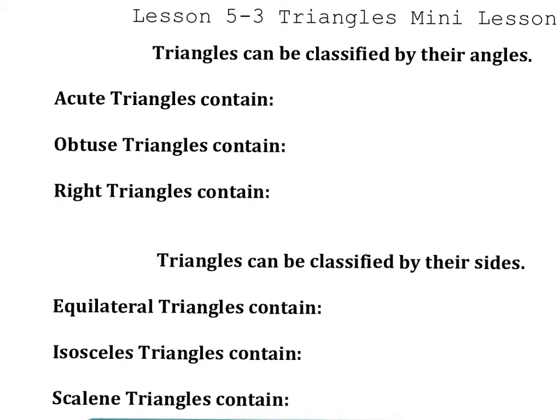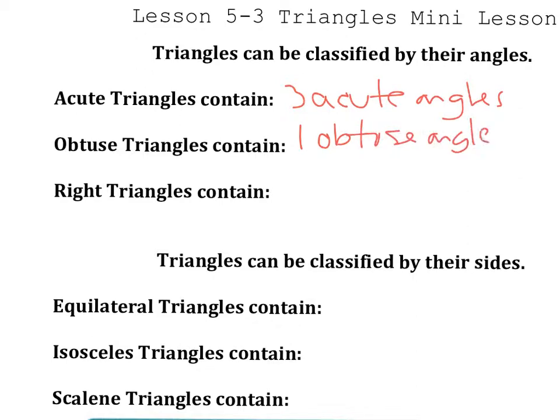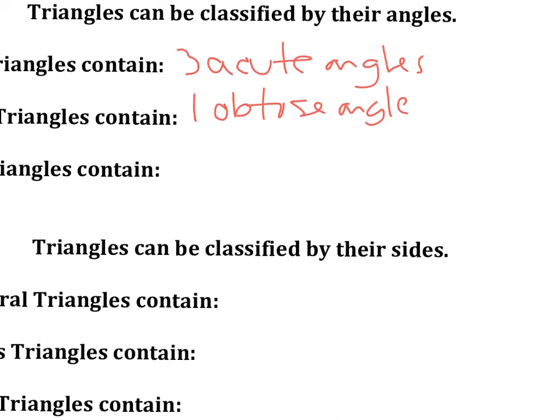Hello, today we're looking at lesson 5.3, which is the triangles mini lesson. Just a few things quickly to review about triangles. First of all, if you have an acute triangle, it contains 3 acute angles. If you have an obtuse triangle, it has 1 obtuse angle and 2 acute.